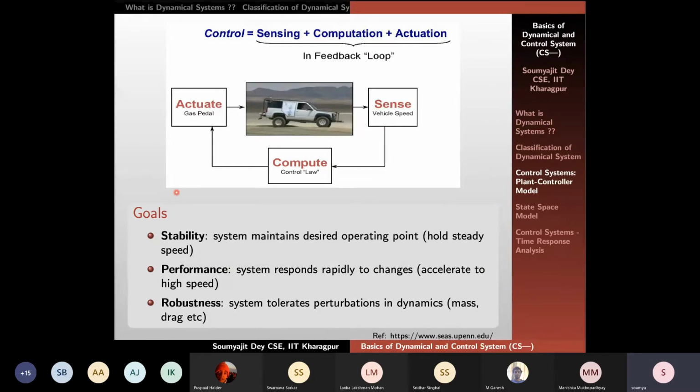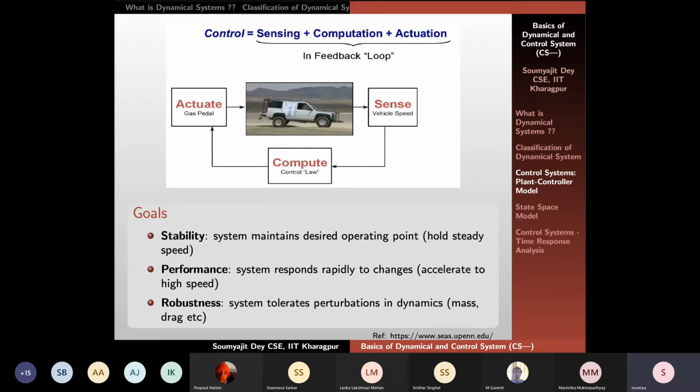So this is a feedback controller at work inside a vehicle, right? Now, in general, what are the goals of controller design? Well, one goal is stability. What is stability? It means you are trying to maintain the system at a desired operating point, right? Then you have the notion of performance. What is performance? The system responds rapidly to changes. So stability simply means the system is trying to maintain the desired operating point. It's holding a steady speed.